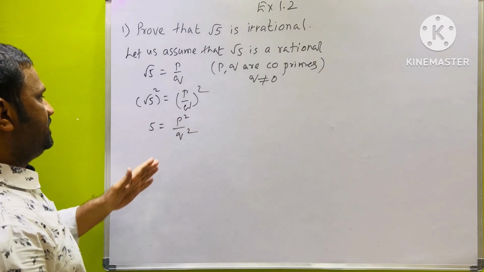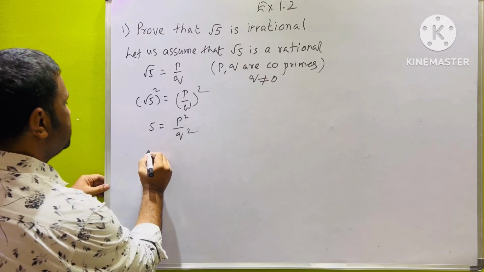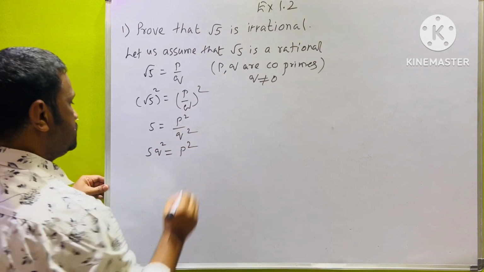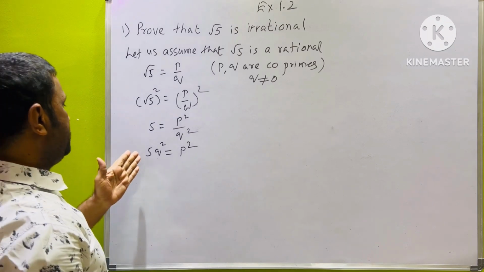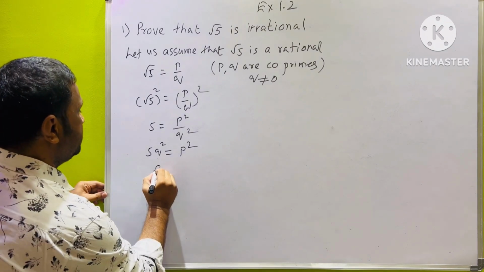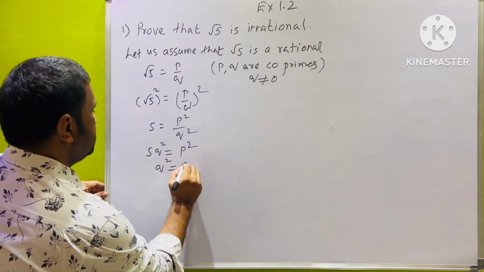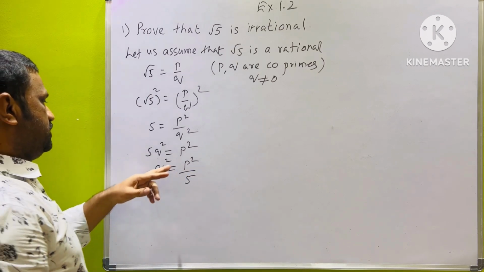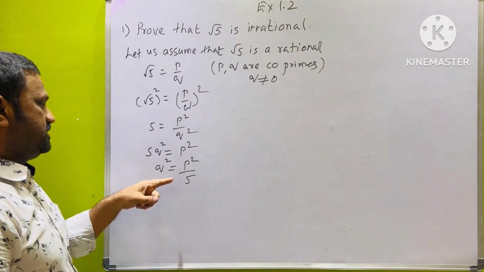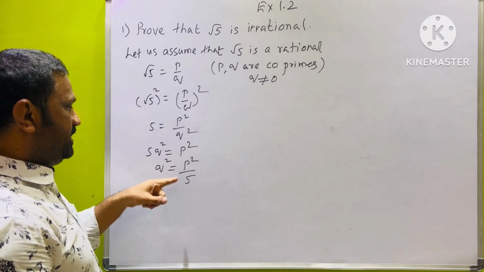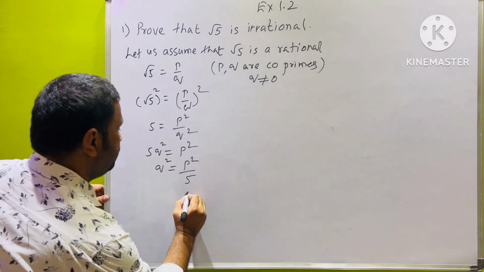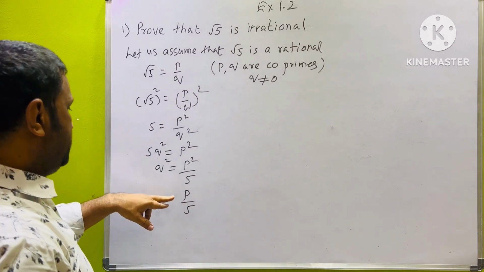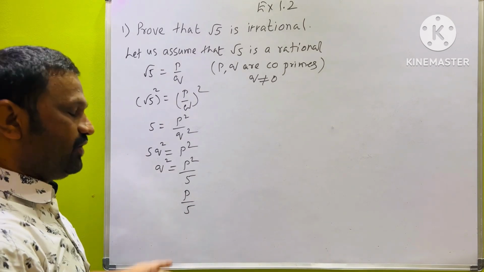Now simply I will take q square to the left hand side. I will write 5q square is equal to p square. Now I will send 5 to the right hand side. I will get q square is equal to p square by 5. Here you can observe that 5 is dividing p square, then 5 divides p also. You can write 5 divides p. Now p, you can write as 5 into something.